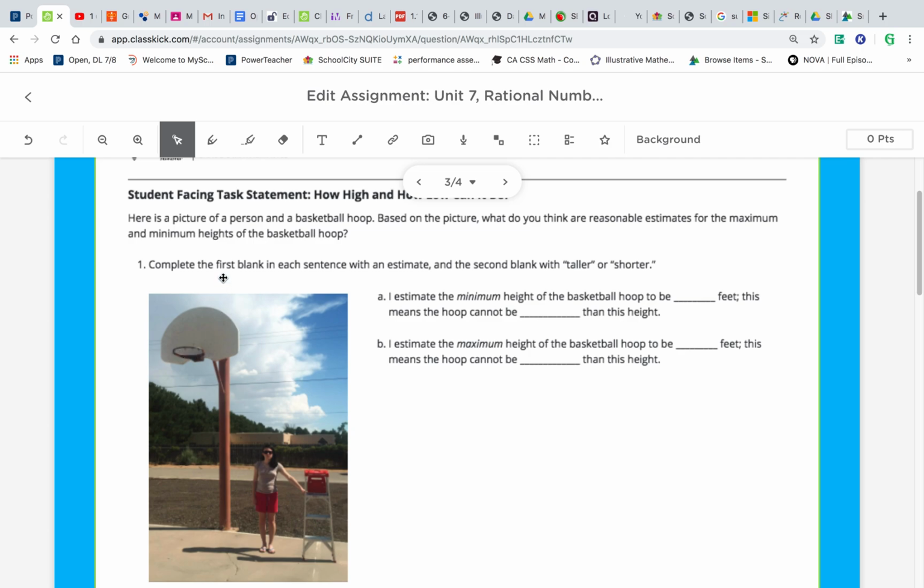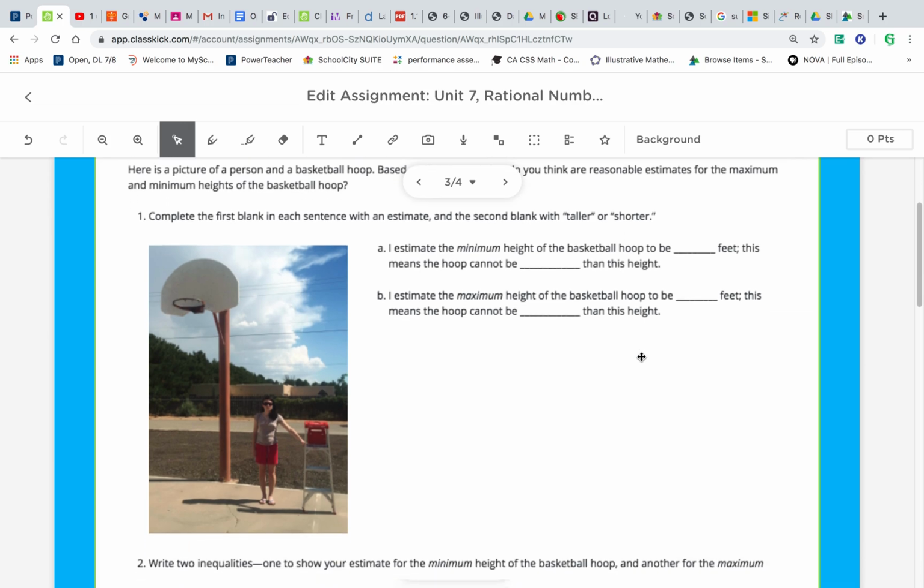And so we want to figure out what we think are reasonable estimates for the maximum and minimum heights of the basketball hoop. So we want to look and see what it is that we can see in the picture that can give us an idea. We're not going to be able to get exact with it, but we can get an idea. So, number one, complete the first blank in each sentence with an estimate, and the second blank with either the word taller or the word shorter. So, let's take a look.